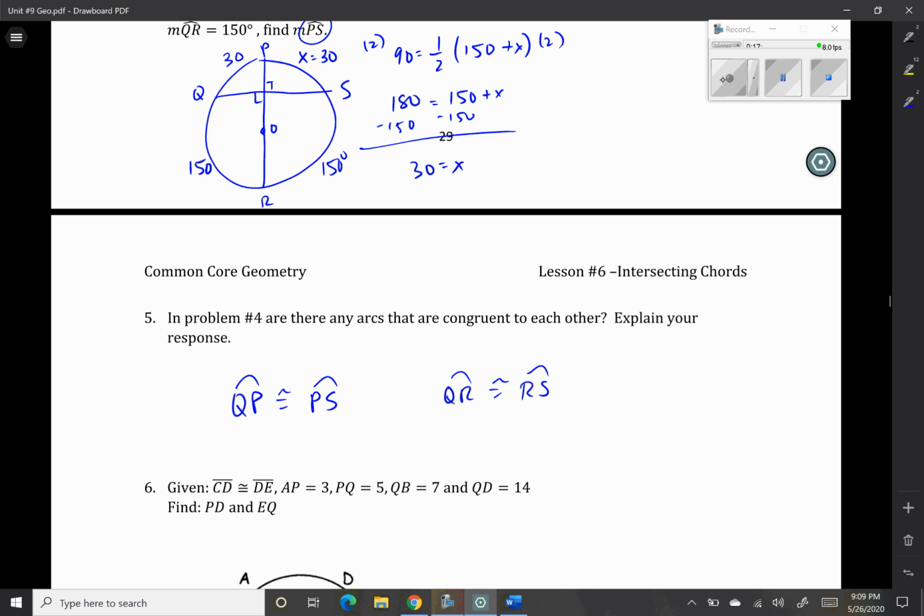Because it's perpendicular, we're creating an equal distance from all the points here, so the arcs are all going to be the same size. Don't stress over that problem, though. Just know how to use this rule here.